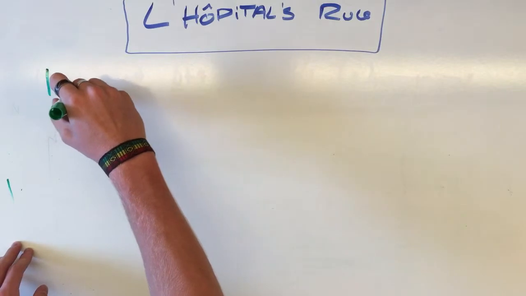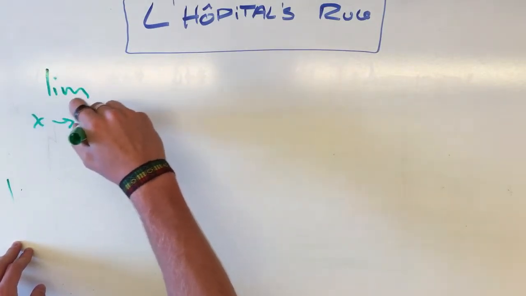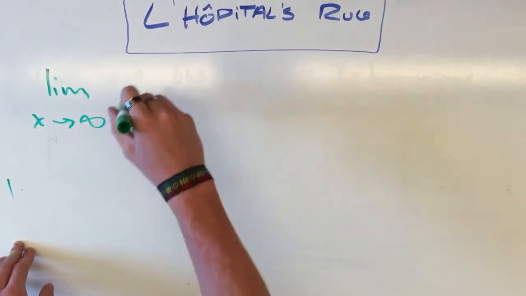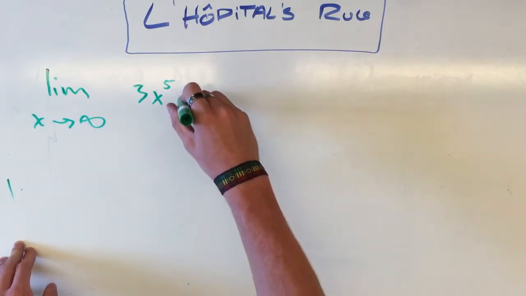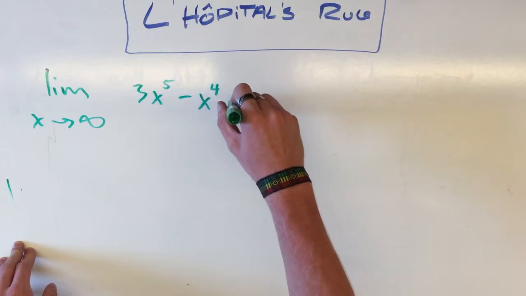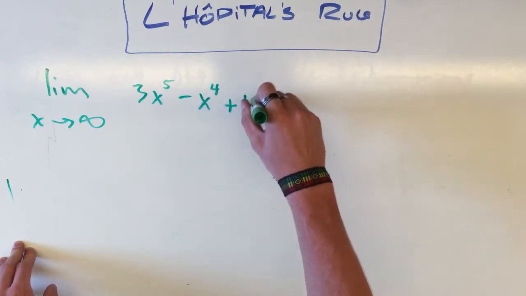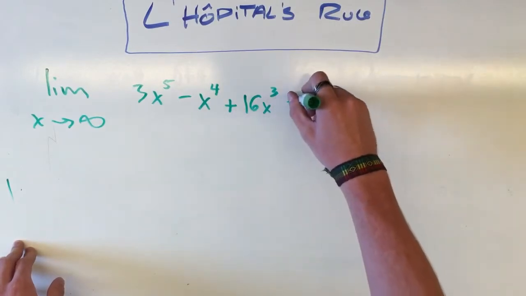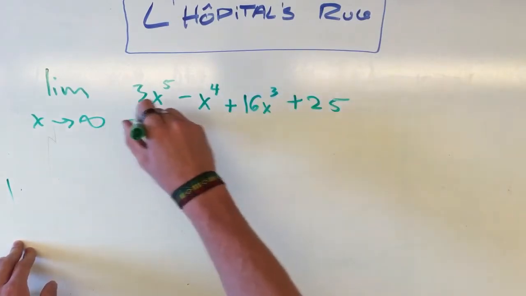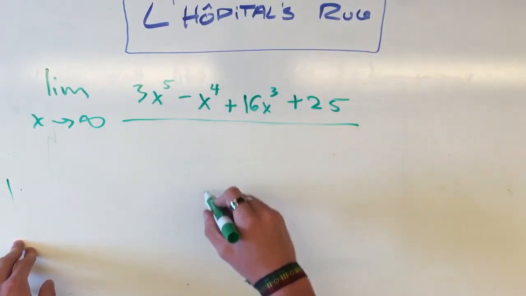The limit as x approaches infinity of 3x to the 5th minus x to the 4th plus 16x cubed plus 25 over x squared.